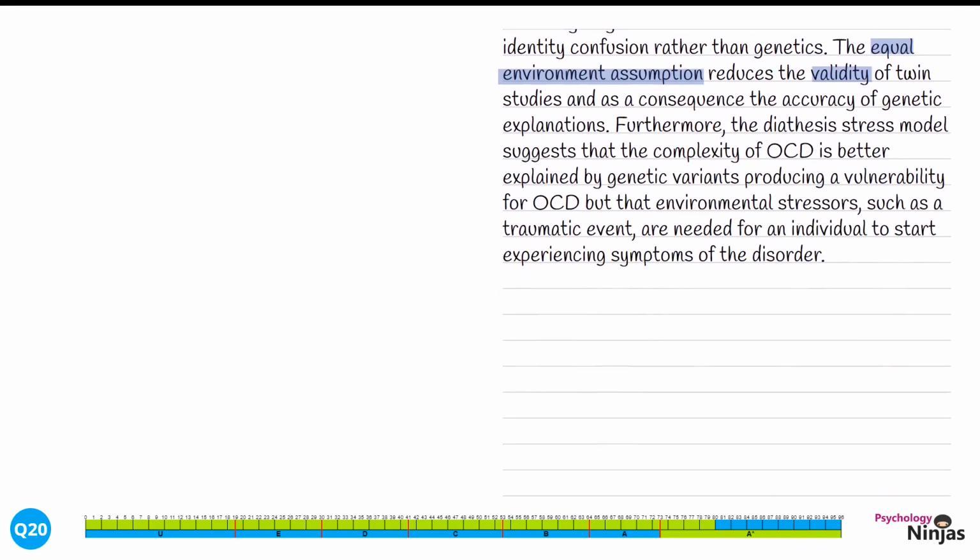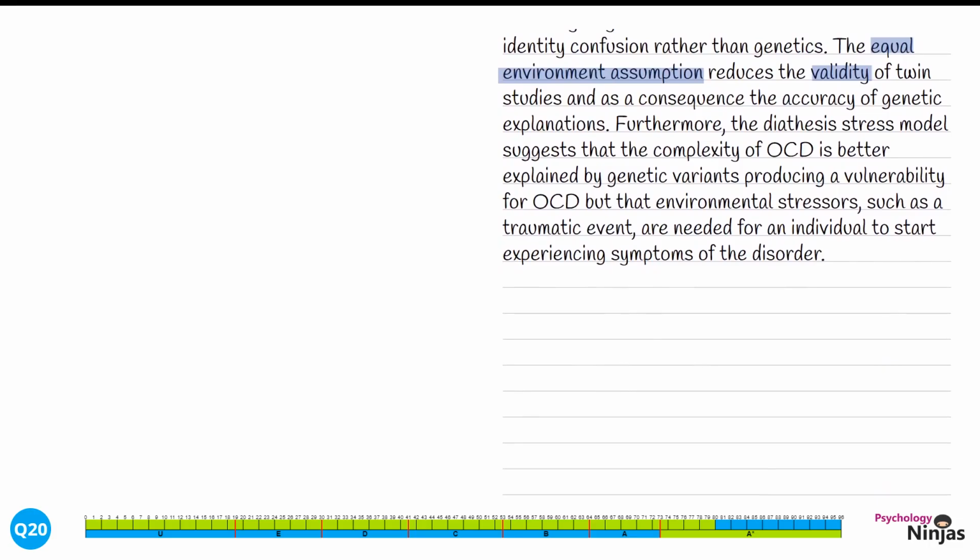Furthermore, the diathesis stress model suggests that the complexity of OCD is better explained by genetic variants producing a vulnerability for OCD, but that environmental stressors, such as a traumatic event, are needed for an individual to start experiencing symptoms of this disorder. By incorporating the diathesis stress model, we're giving an interactionist approach of how nature and nurture might work together in order to explain OCD. We're then going to come to a mini conclusion.